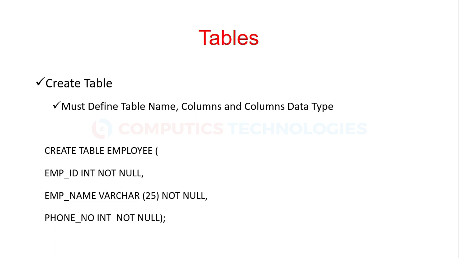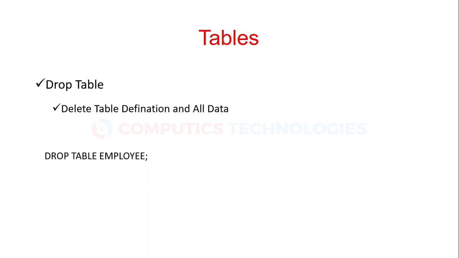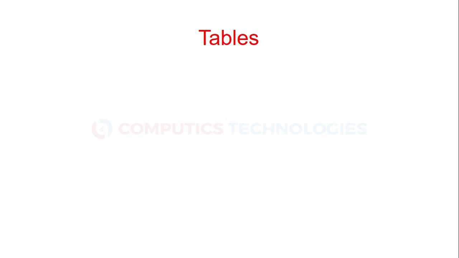Drop table. Drop table is used to delete a table definition and all the data from a table. When this command is executed, all the information available in the table is lost forever. So you have to be very careful while using this command. Drop table employee. By using this command, the entire table will be erased from the database.